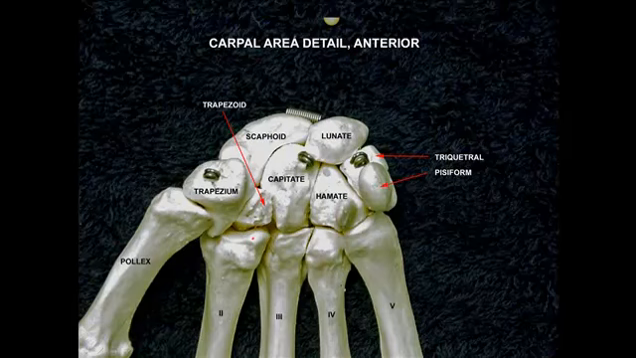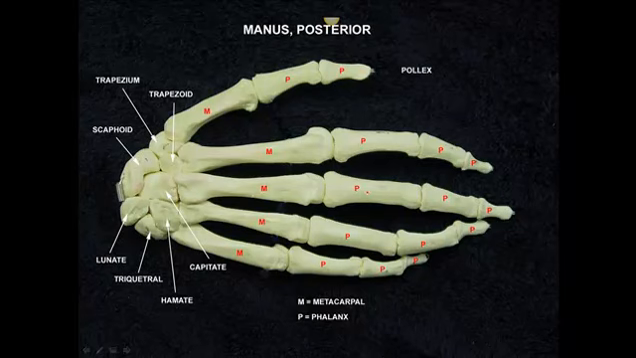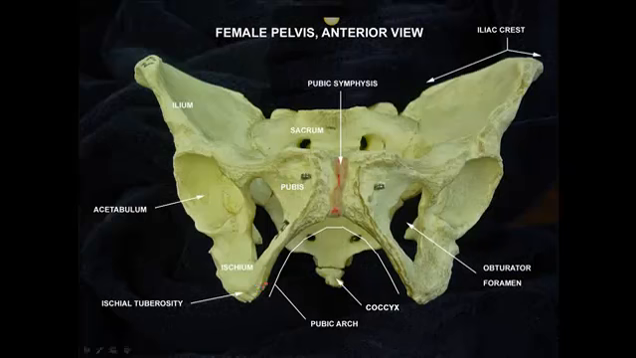Here's a little bit closer view. Trapezium, scaphoid, lunate, trapezoid, capitate, hamate, pisiform, and triquetral. You just have to sit down and study these. This is the posterior side of the hand. You just have to spend some time with these. There's nothing I can really do to help you. So good luck with that. Just a straight memorization.